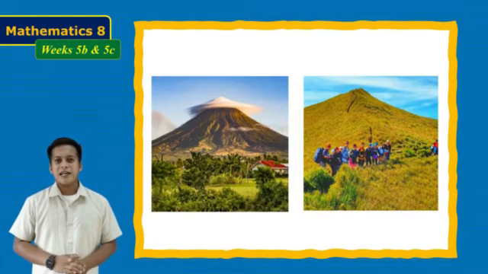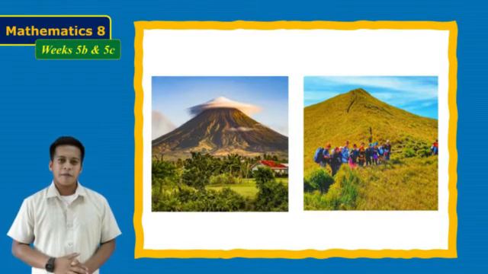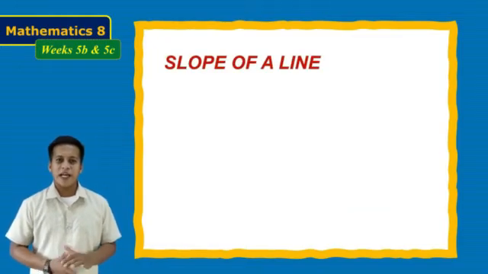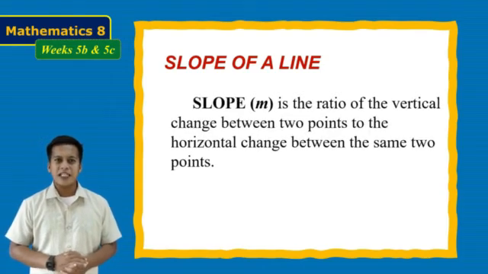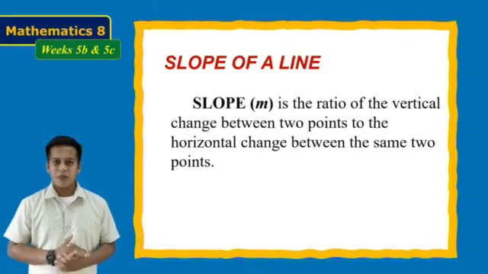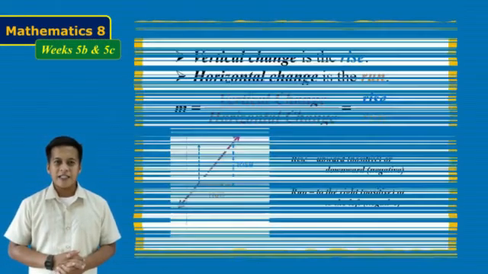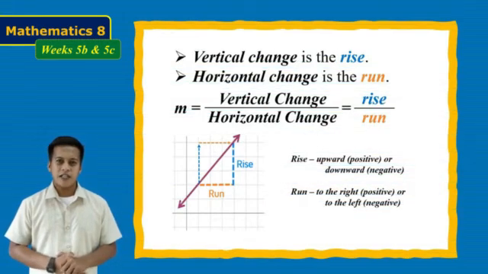Now, we will discuss the steepness of a line, which is called the slope. What is the slope of a line? The slope of a line is the ratio of the vertical change between 2 points to the horizontal change between the same 2 points. Vertical change is the rise, and the horizontal change is the run.